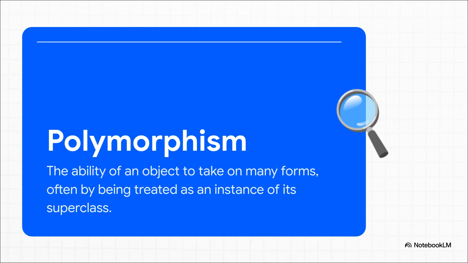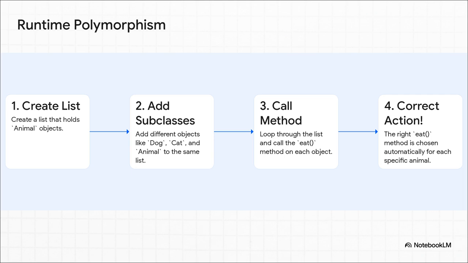So here's the magic of polymorphism. It lets us treat a dog object as if it were just a generic animal object. We can write our code to work with animal, and then, at the very last second when the code actually runs, the system is smart enough to figure out, oh, wait, this is a dog, so I should use the special dog version of this method. And this is where it all clicks.